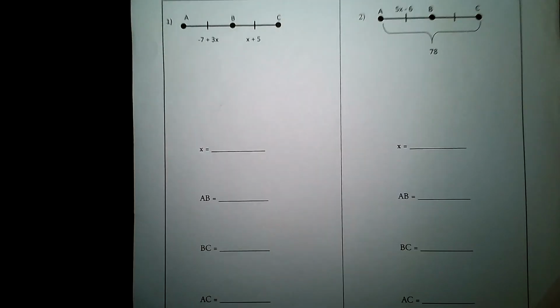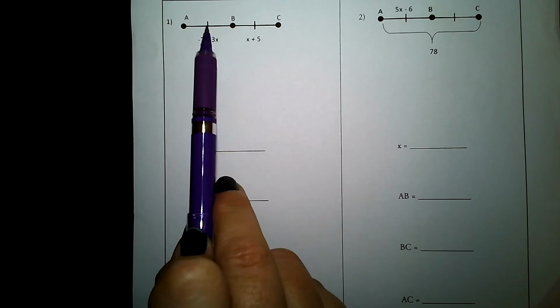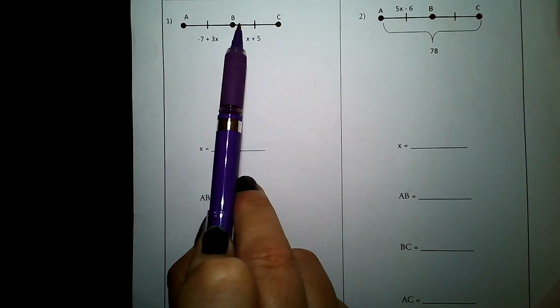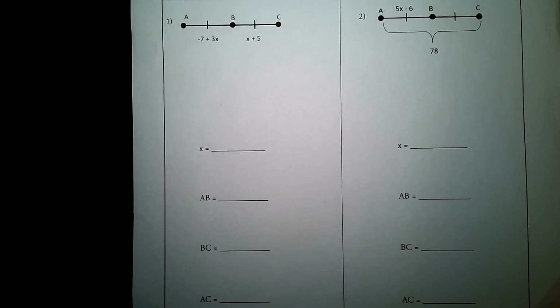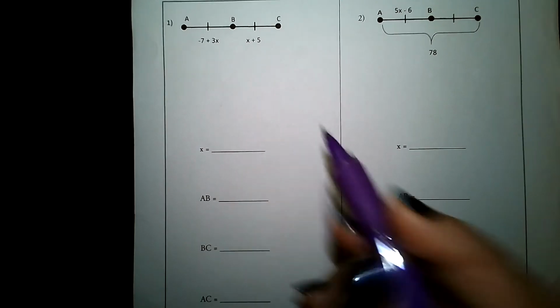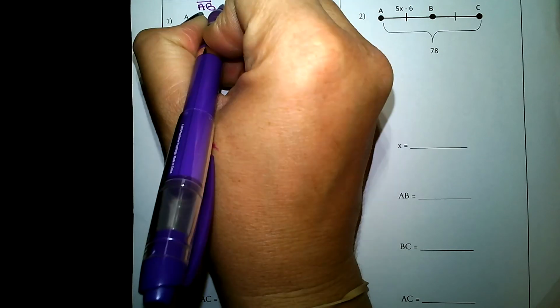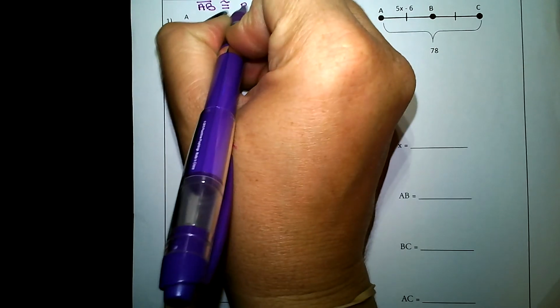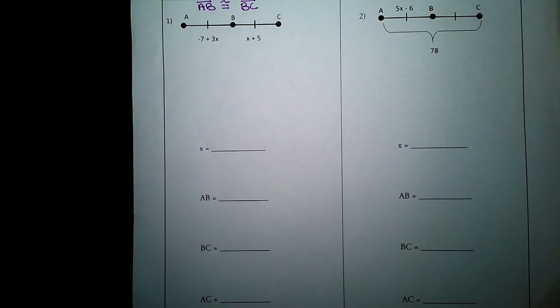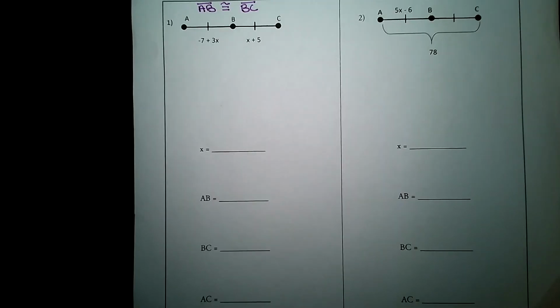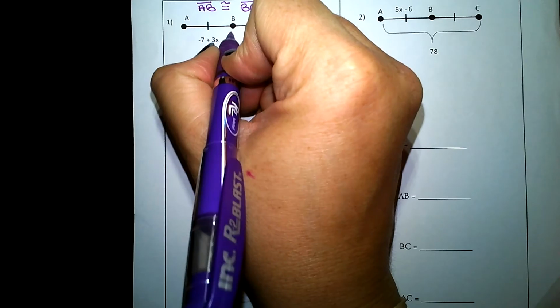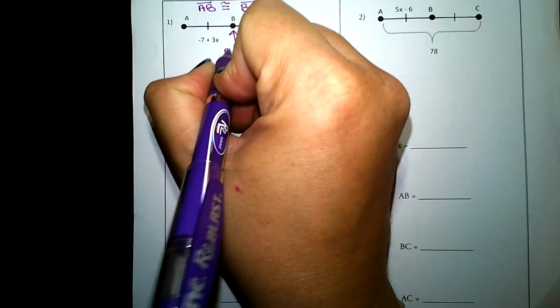All right, let's all look at number 1 together. We definitely have the congruent symbols on our line segment here, which means segment AB is congruent to segment BC. I think I'll jot that down just for practice. AB segment is congruent to BC segment. What that also means is that B is a midpoint.